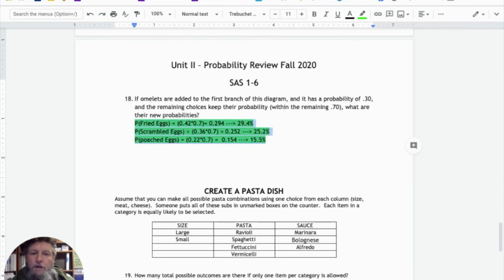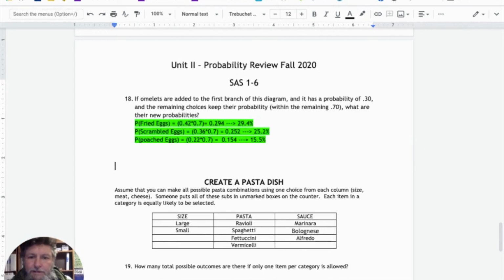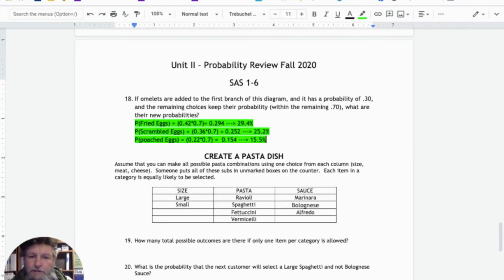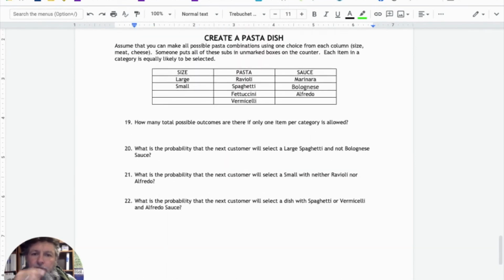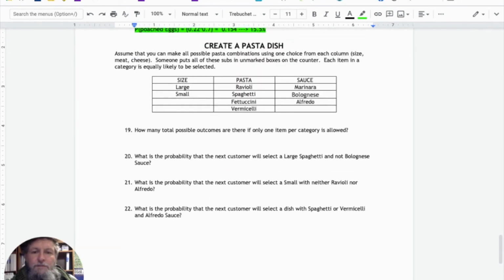Okay, so let's look at this next one, create a pasta dish. Now this one is just like the tree diagram. You can easily make a tree diagram to help you figure this out, but you have different types of items. There's the size, the pasta type, and the sauce type. And you can assume you can make all the possible pasta combinations using one choice from each column: size, meat, and cheese. Someone puts all these pasta dishes in an unmarked box on the counter.